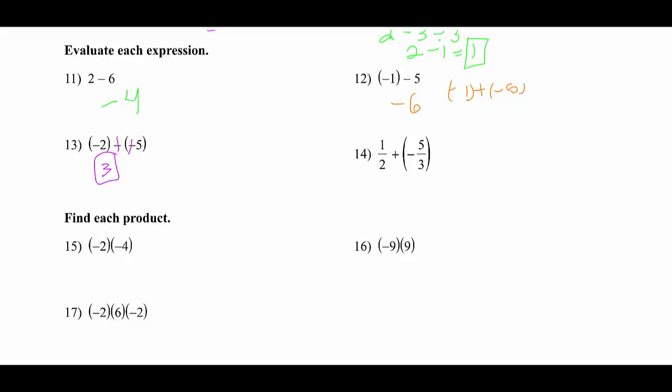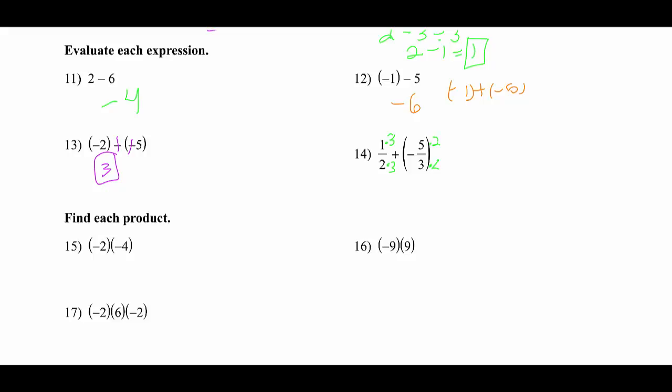On 14, we have some fractions. So if I want to add fractions together, I need a common denominator. For 2 and 3, my common denominator would be 6 because I can multiply 2 by 3 to get 6, which I'll do to the top and the bottom. And I can multiply the 3 by a 2 to get 6.